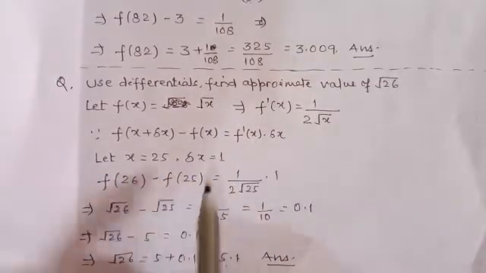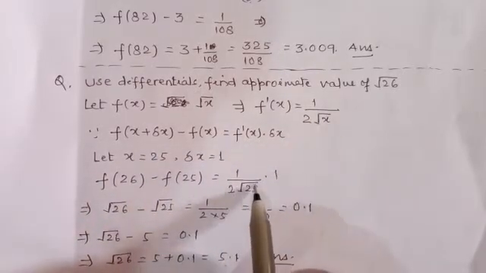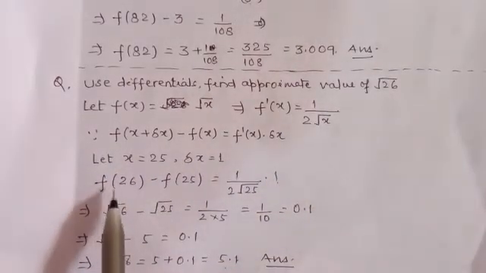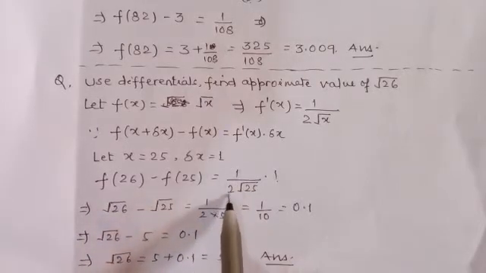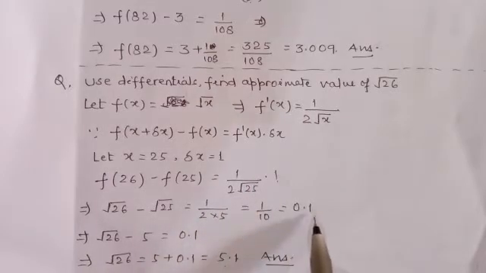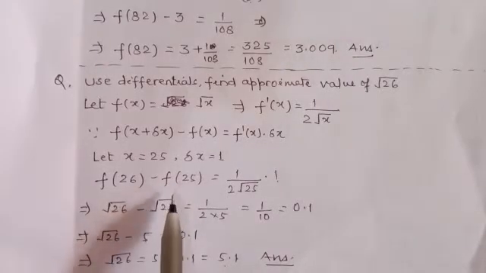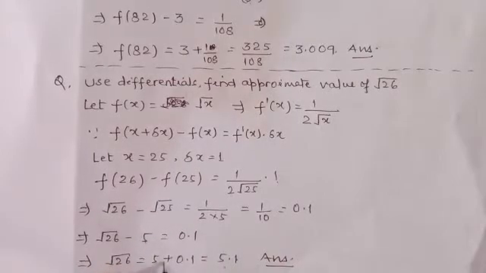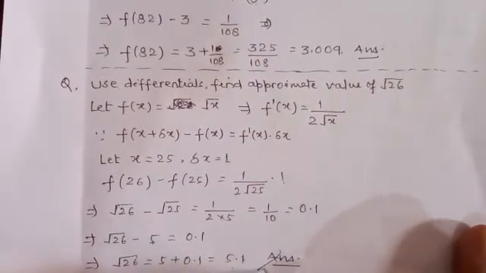minus f(25) is equal to f dash x, which is 1 by 2 root x, so 1 by 2 root 25, and delta x is 1. Just write down their values. So this becomes root 26 minus root 25 is 1 upon 2 into 5, which is 1 upon 10, that is 0.1. So root 26 minus 5, that is the square root of 25, is 0.1. Hence root 26 is 5 plus 0.1, which is 5.1, which is your answer.